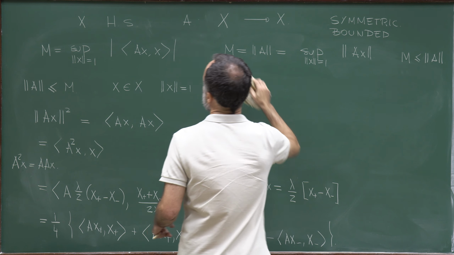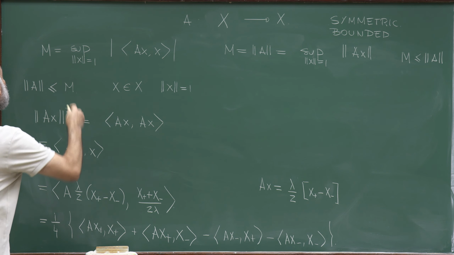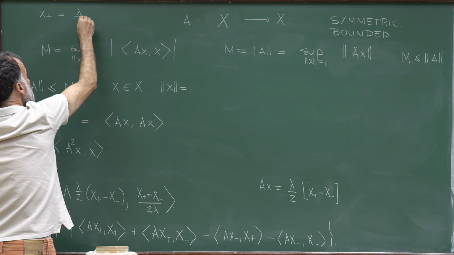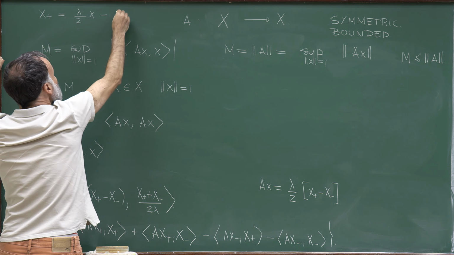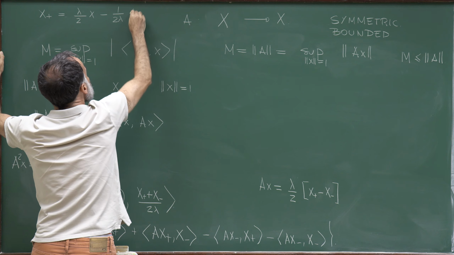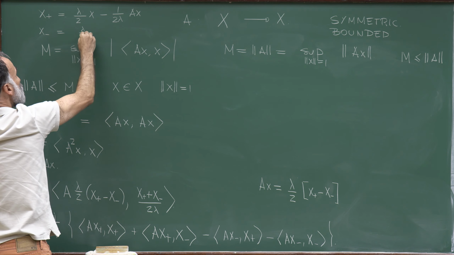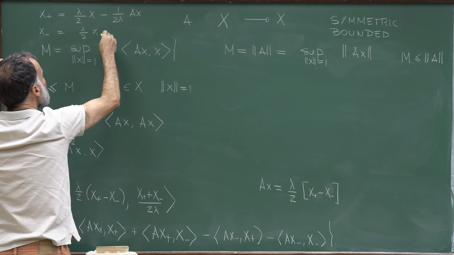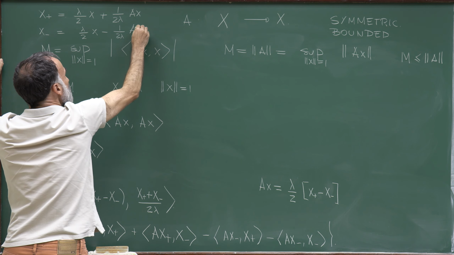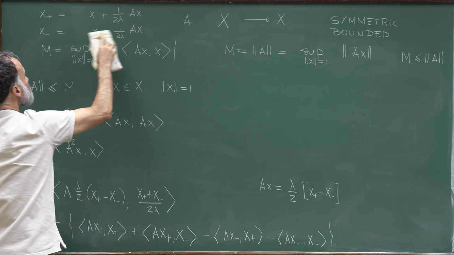And maybe let me write it here, the values of x plus and x minus, because I will need that later. So remember, x plus, it's lambda over 2 x minus 1 over 2 lambda ax. And x minus, it's lambda over 2 x plus 1 over 2 lambda ax. Sorry.